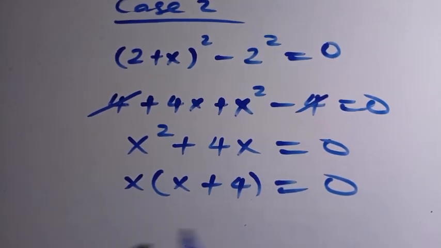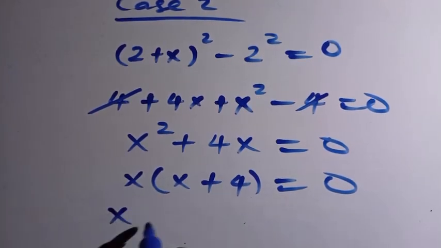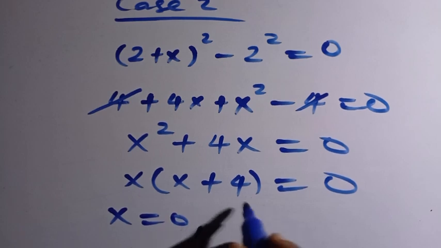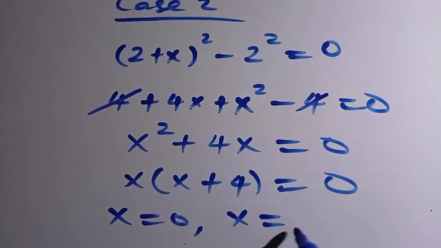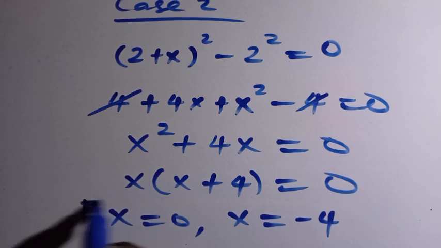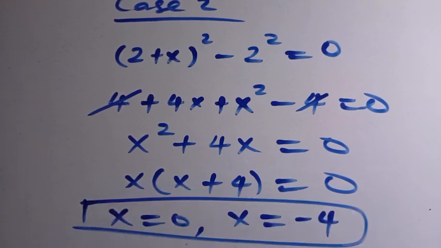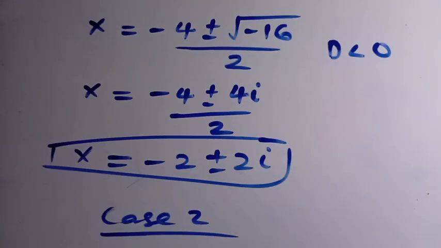Then we let x equal 0. So our x here equals 0. Or we take 4 to the other side, so we have x equals minus 4. So these are the other two solutions. x equals 0 and x equals minus 4 are the two real solutions. Then we also have the two complex solutions here.